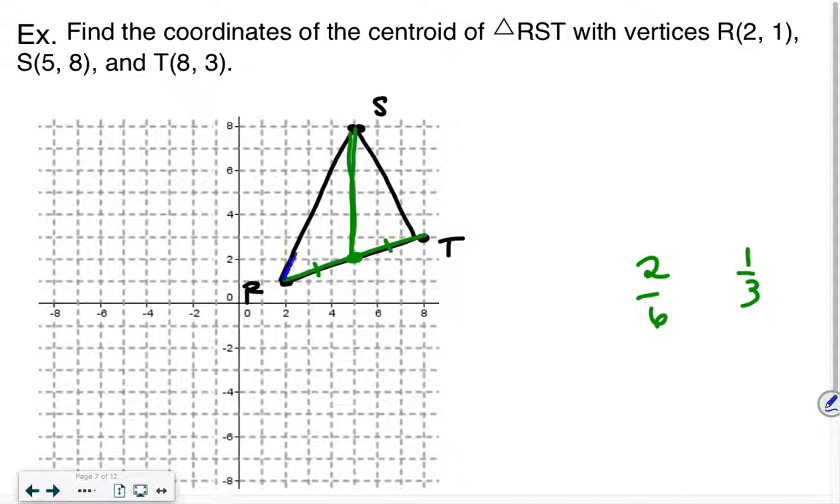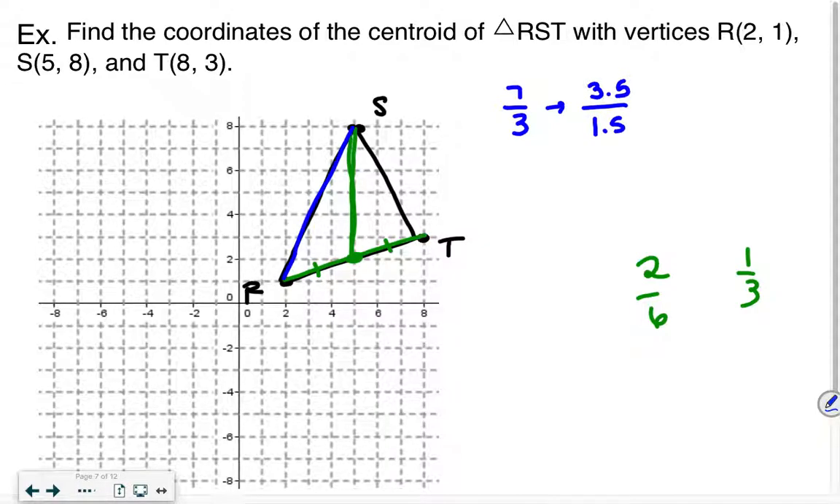Okay, so let's find the midpoint of R to S. R to S goes up 1, 2, 3, 4, 5, 6. Oh, that's not a nice one. That's okay. 1, 2, 3, 4, 5, 6, 7 over 3. All right. If we cut that in half, let's go up 3 1/2 and over 1 1/2, and that should be where my midpoint's at.